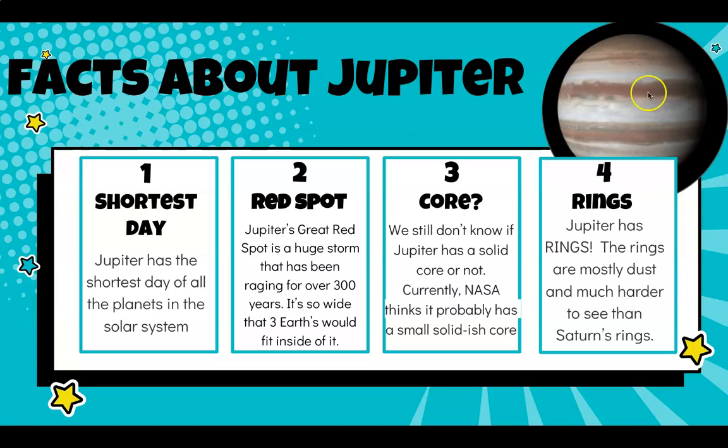Now NASA and astronauts and astrophysicists are not sure what the core of Jupiter looks like. What we think is that way down in here there is a solid iron core, very small, and then everything above it is clouds. We're not 100% sure. We know about Saturn. We think Jupiter is probably similar. And then finally, Jupiter does have rings. Most of them are dust. It's hard to see in comparison with the rings of Uranus or of Saturn.